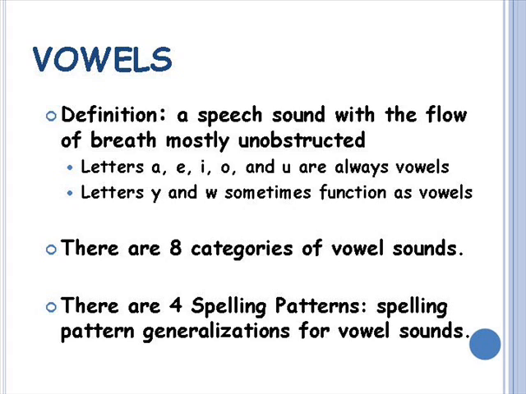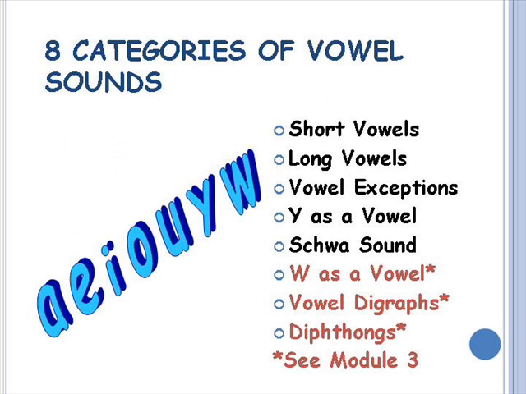There are 4 spelling pattern generalizations for vowel sounds. The 8 categories of vowel sounds are short vowels, long vowels, vowel exception, Y as a vowel, schwa, W as a vowel, vowel digraphs, and diphthongs. The last 3 will be discussed in the next phonics module.